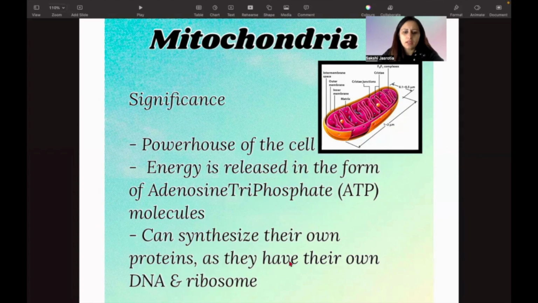It can synthesize its own proteins and it has its own DNA and ribosomes also. Okay, it has its own DNA and its own ribosomes. Why? Because a lot of work is being done here. A lot of work is to be done so that the respiration, the breaking down of the food material, has to take place, and the release of ATP has to be done. So that is why it has its own ribosomes for protein synthesis. It has its own DNA.